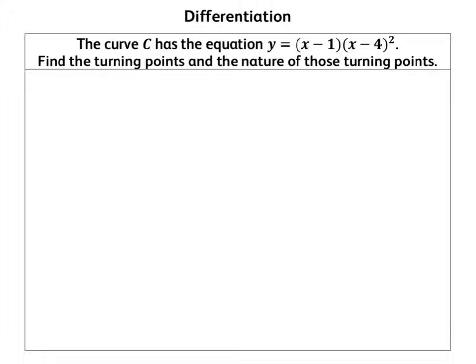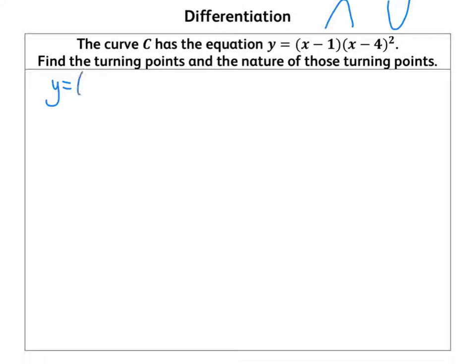Right, we're looking at differentiation here, and it says the curve C has that equation. Find the turning points and the nature of those turning points. Now, the turning points are where the gradient equals 0, and the nature of those turning points is whether they're a maximum or minimum. Remember, a maximum is going to look something like that, and a minimum is going to look something like that.